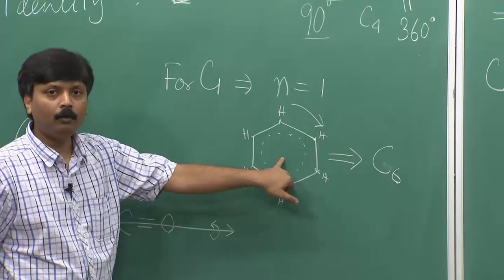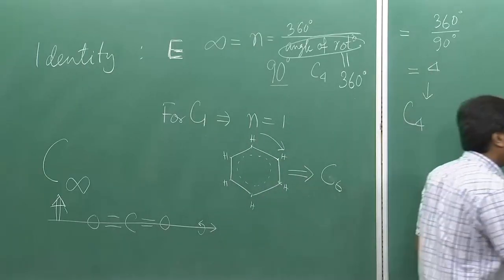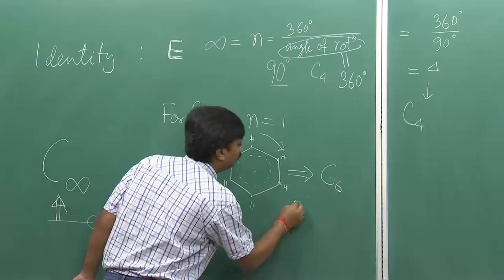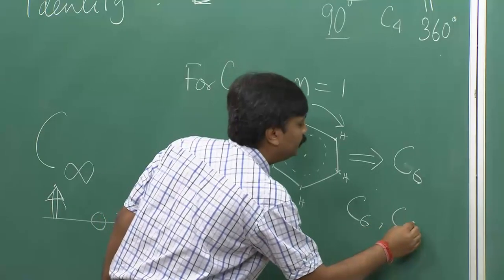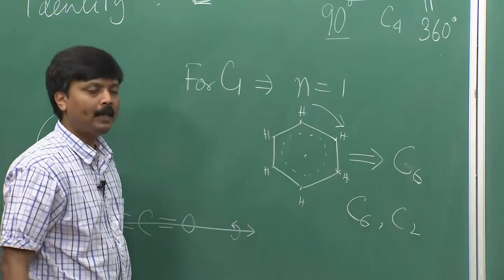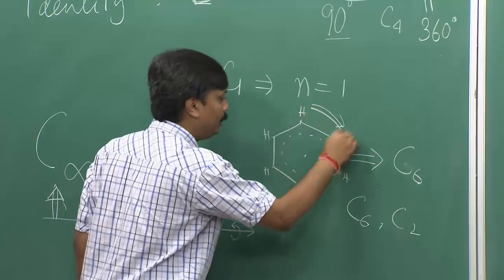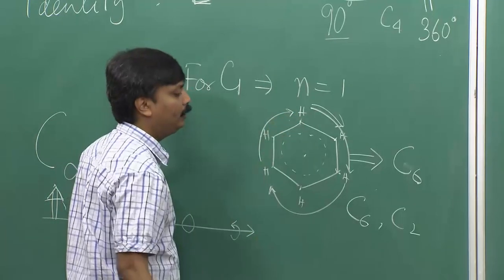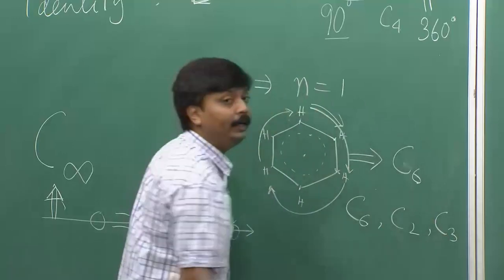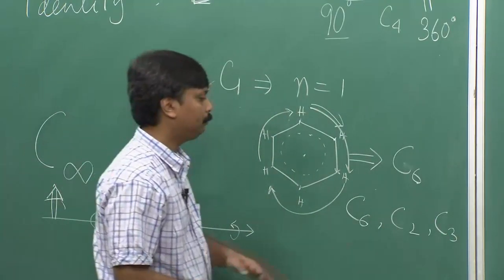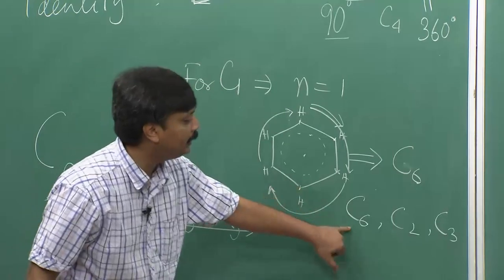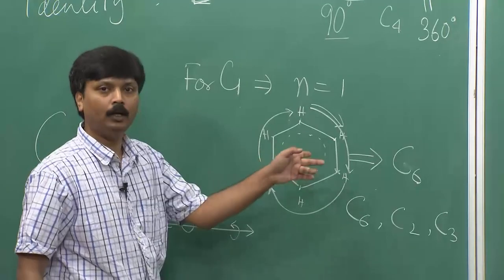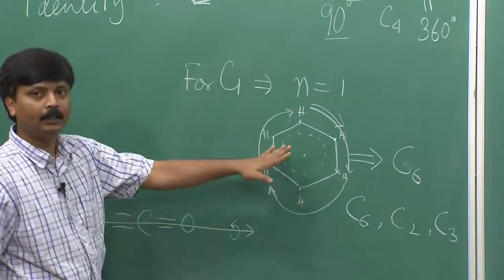You can have many other rotational axes. For example, what you can see here, about this, you have a C6 axis, you have a C2 axis, okay? And you can come from here to here directly, and then from here to here and here to here by 120-degree rotation. So, thereby you have a C3 axis. So, all this C6, C2, C3, they coincide on each other, okay? They are about the same physical axis, if you can imagine one here.